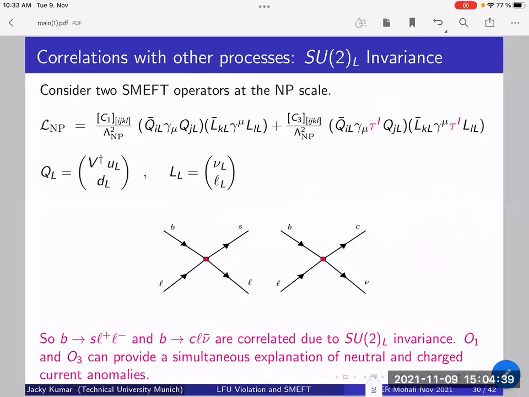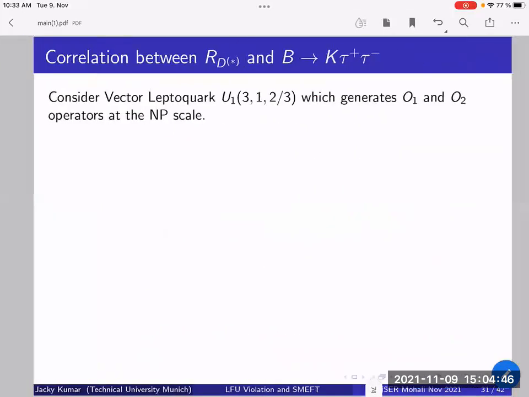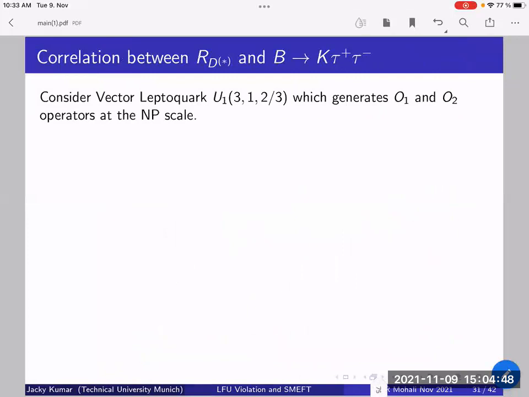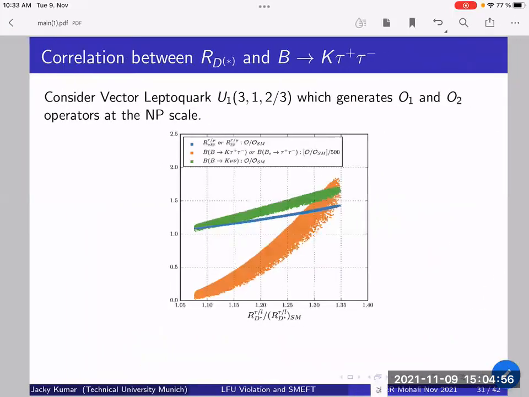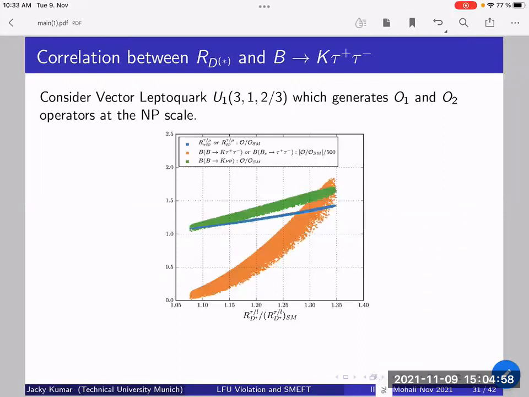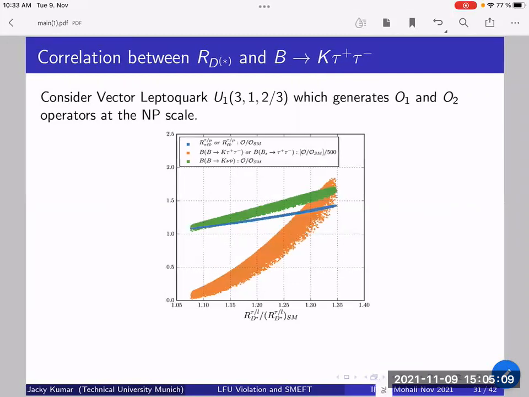So one can show that using these two operators, one can explain both charge current and neutral current anomalies. This is well known. Now if you have some model, say a U1 Leptoquark model, which generates these O1 and O3 operators at the high scale, then you can correlate RD and B to K tau plus tau minus. RD is a charge current mode, and this is a neutral current mode.